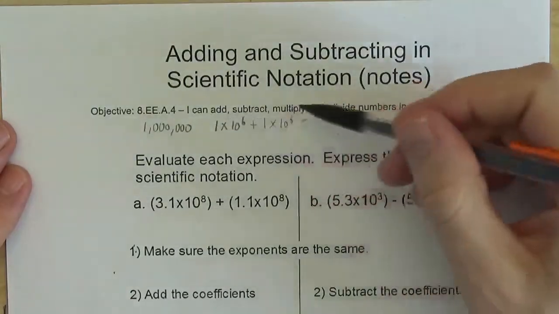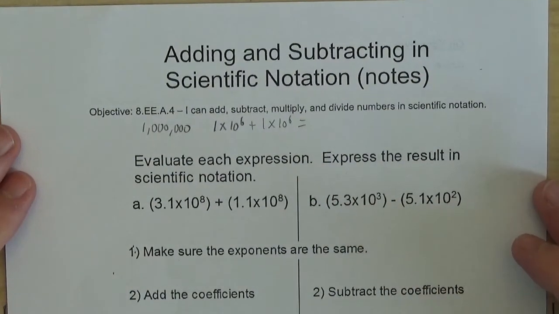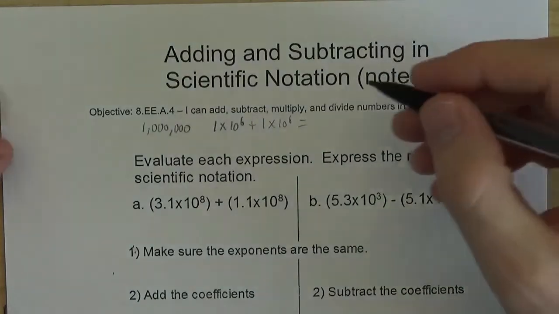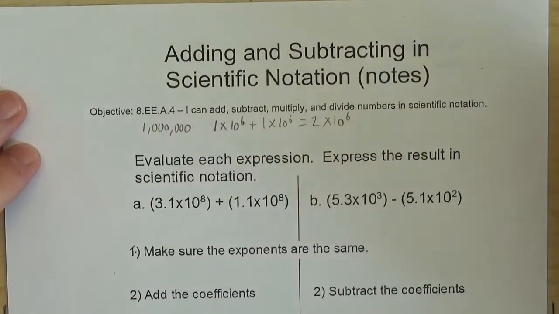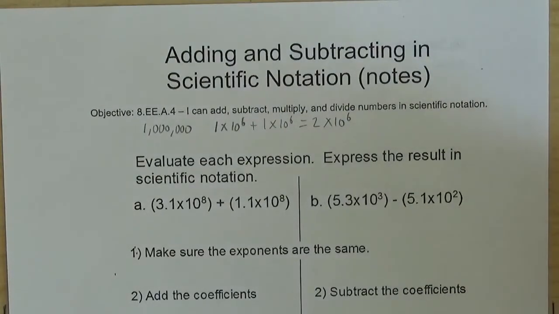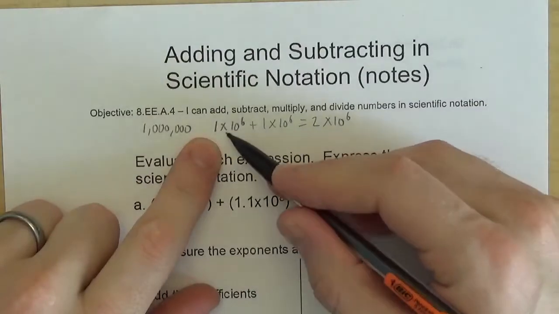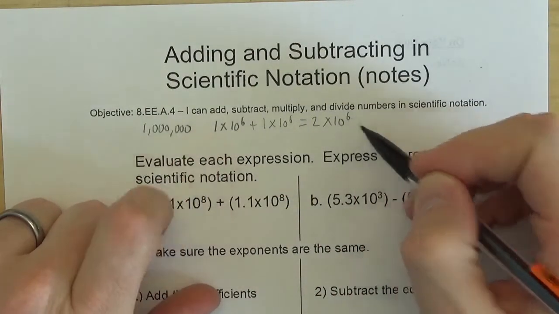Without really thinking about that operation, just mental math: what is 1 million plus 1 million? Well, 1 million plus 1 million would be 2 million, right? And in scientific notation, we'd write that as 2 times 10 to the 6th. So this sort of unlocks the steps for us. You can see what happened is we added these two coefficients together. 1 plus 1 gave us 2. But the exponent didn't change.